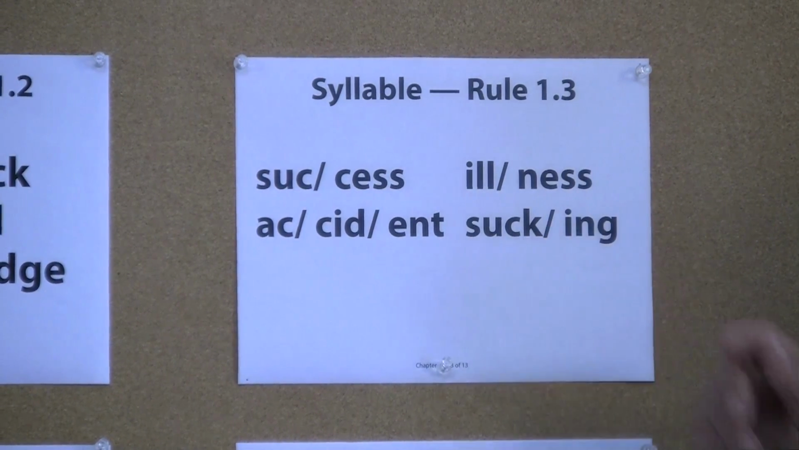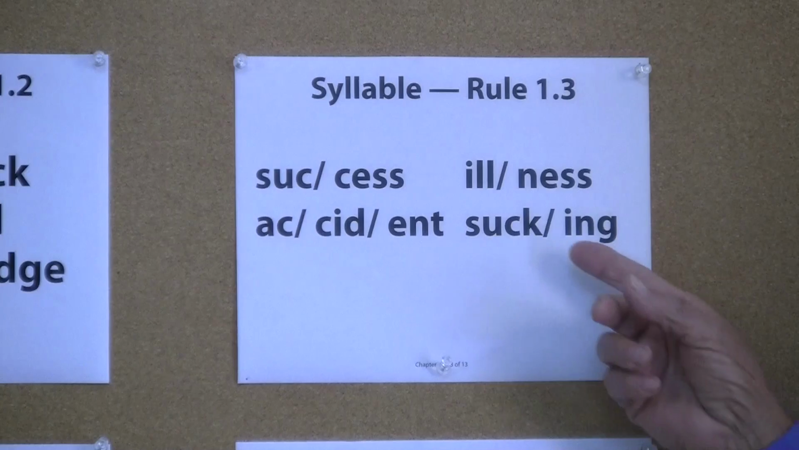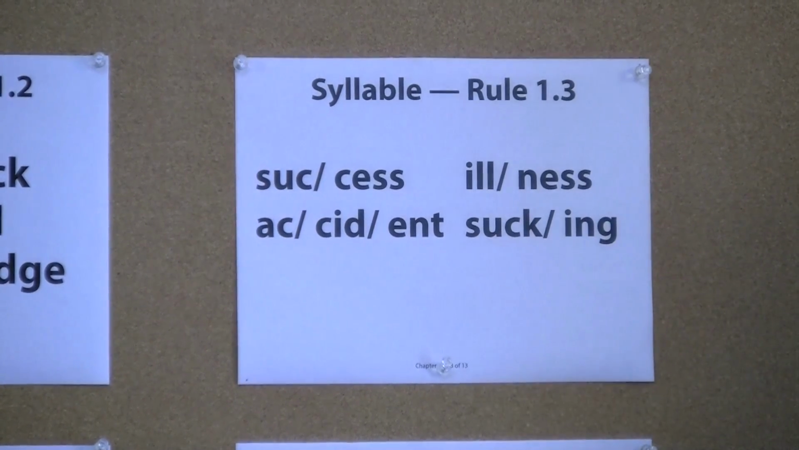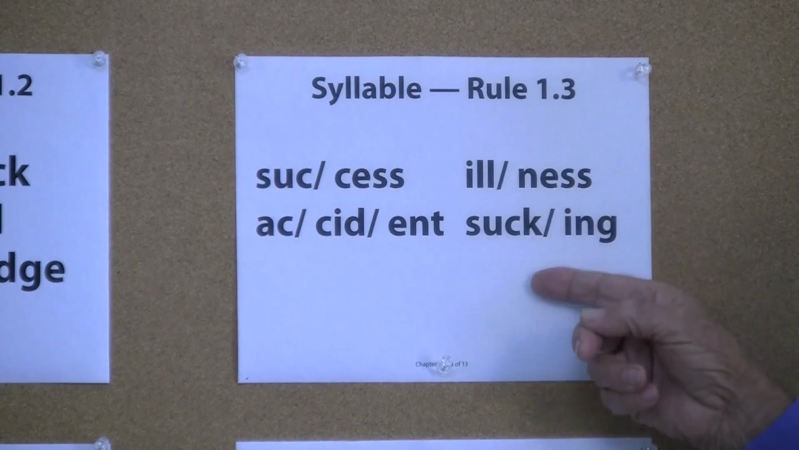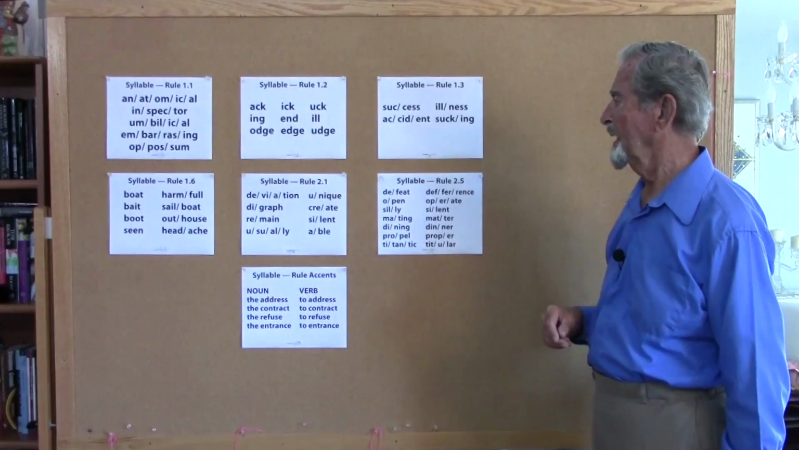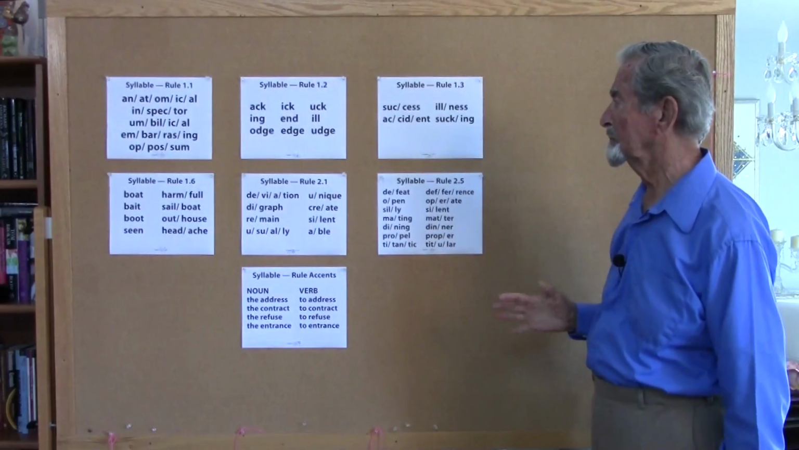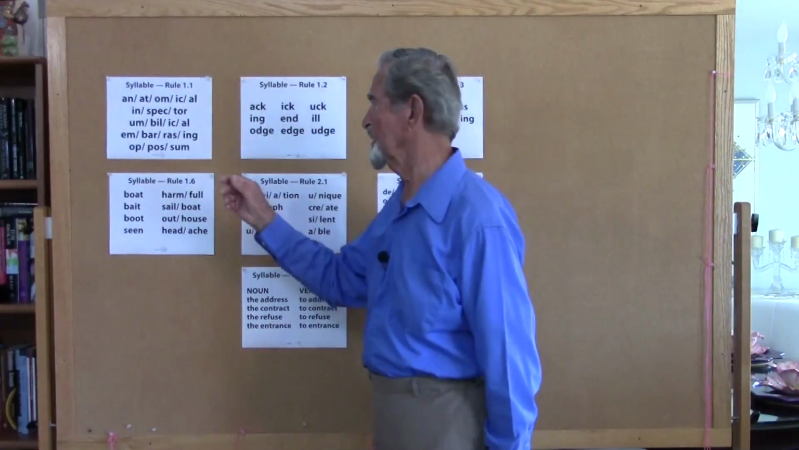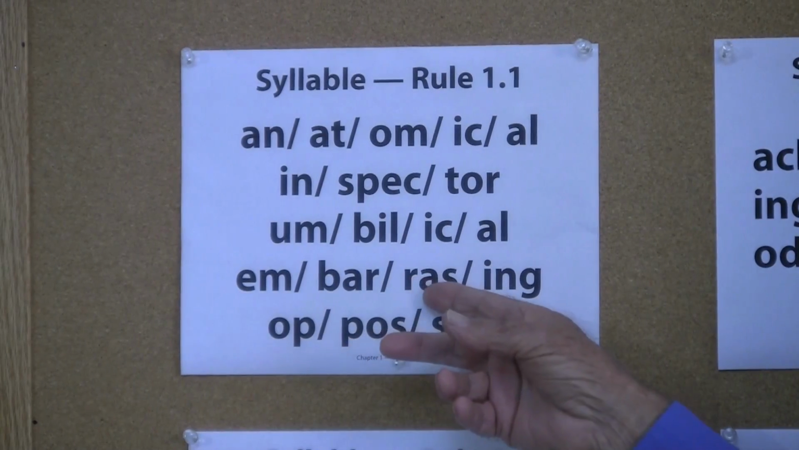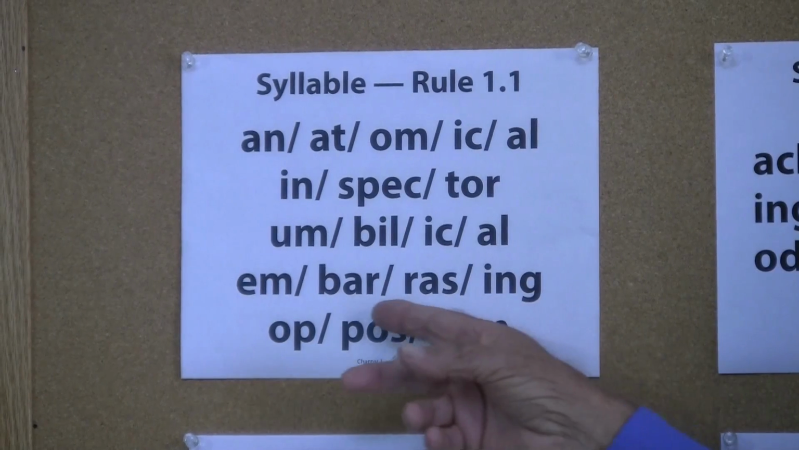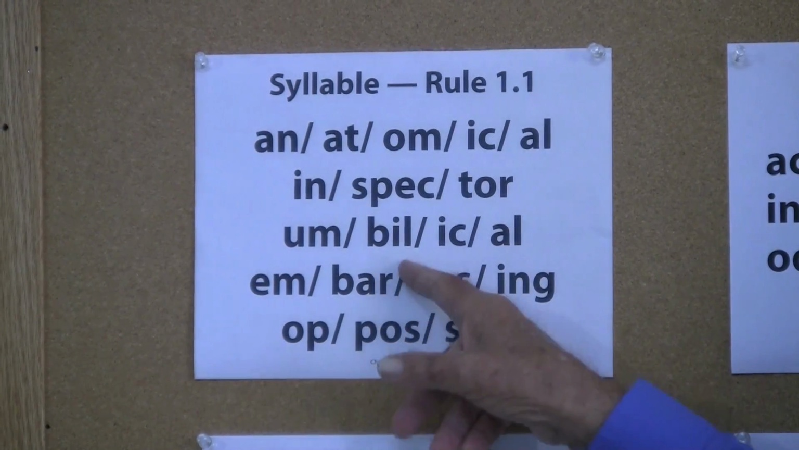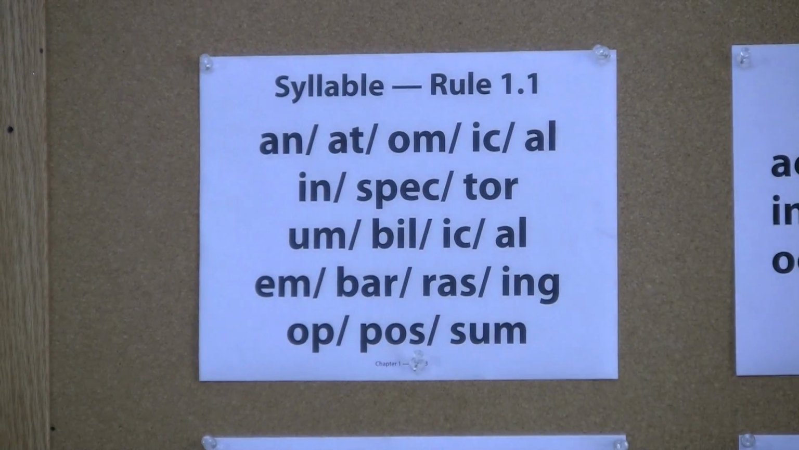If the letters are together and belong together, like the CK, you don't divide those. Ill, two L's, don't divide those. In the word embarrassing, B-A-R-R-A-S-I-N-G. Bar, ras, ing. The division is between the two R's.